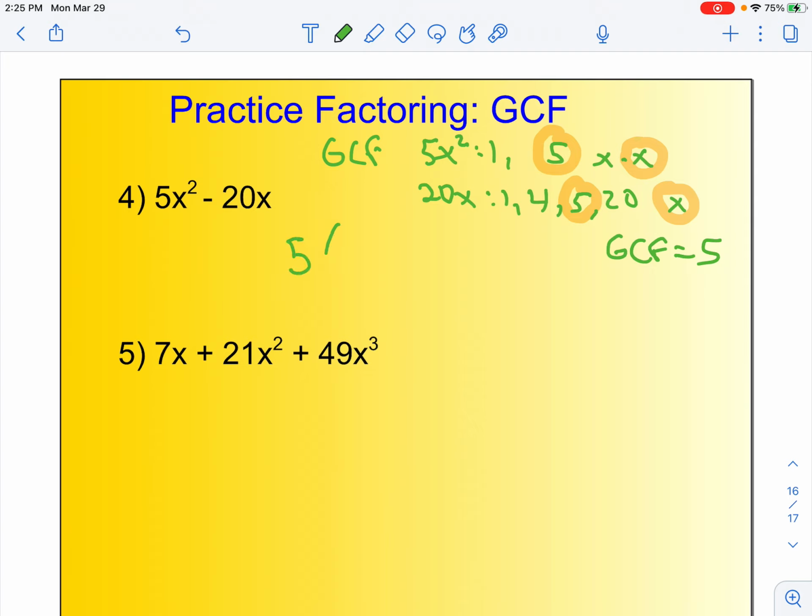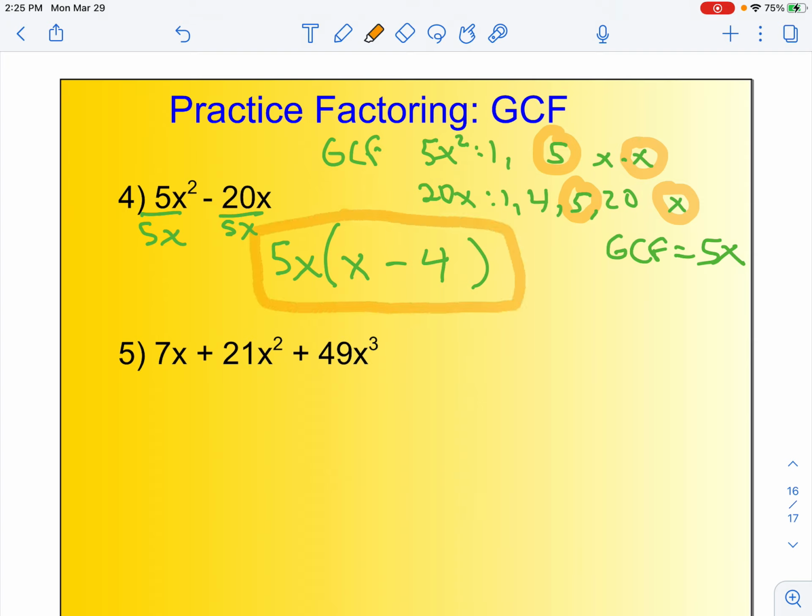So now we take that GCF and put it on the outside of the parenthesis. What goes inside? 5x, sorry. So what goes inside is what happens after we divide each piece by 5x. So 5x squared divided by 5x is just a single x. Negative 20x divided by 5x gives us minus 4. And remember, you can always double check these by multiplying them back together. And if you multiply and get what you started with, then you know you've done it correctly.